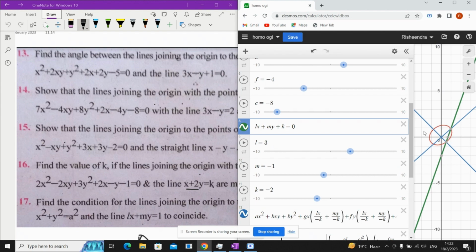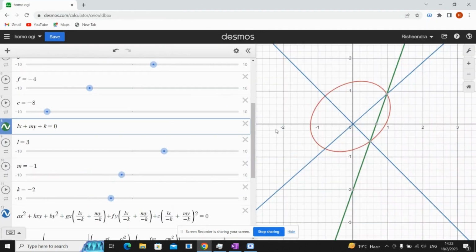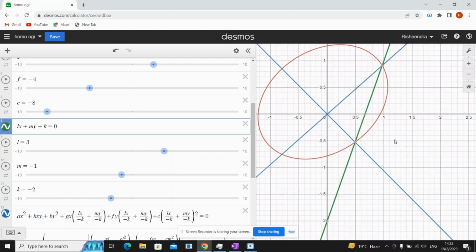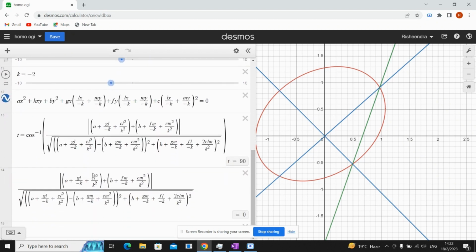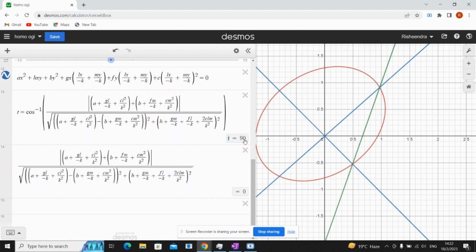Okay, look at the graph here. Let me zoom in. This is the curve and this is the line, and we have to show that the angle between the curves is 90 degrees. Let's see. Yeah, look at here, theta is equal to 90. Fascinating, right? The cos inverse value is 0. Therefore, cos 90 is equal to 0. Look at here. So good, right? Fascinating, isn't it?